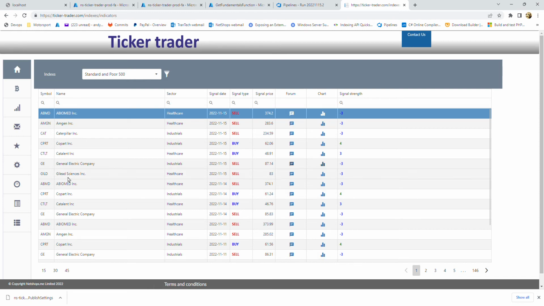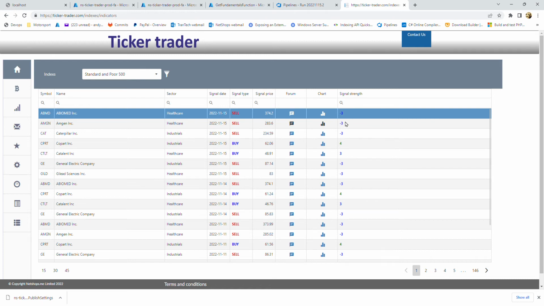So here's the name of the listed company. Here's a stock symbol for that company, the sector that it's in, the date that the signal was generated, the price that the signal was generated at. We have the signal strength here. So this is a sell signal, and it's made up of 3 indicators. So that's one of the highest.